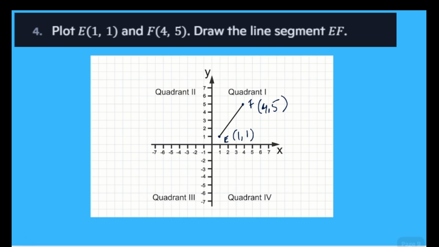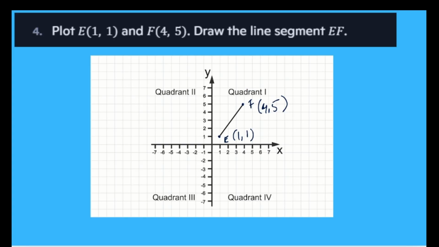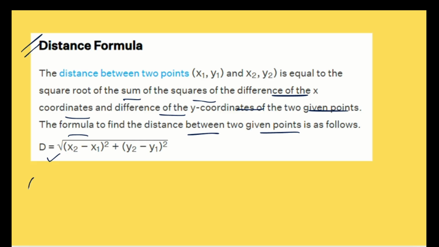Now moving further to the next question, the distance formula. The distance between 2 points (x1, y1) and (x2, y2) is equal to the square root of the sum of the squares of the difference of x coordinates and the difference of y coordinates of the two given points. The formula to find the distance between two given points is as follows. Like we have solved the previous question, the 2 points E (1, 1) and F (4, 5).